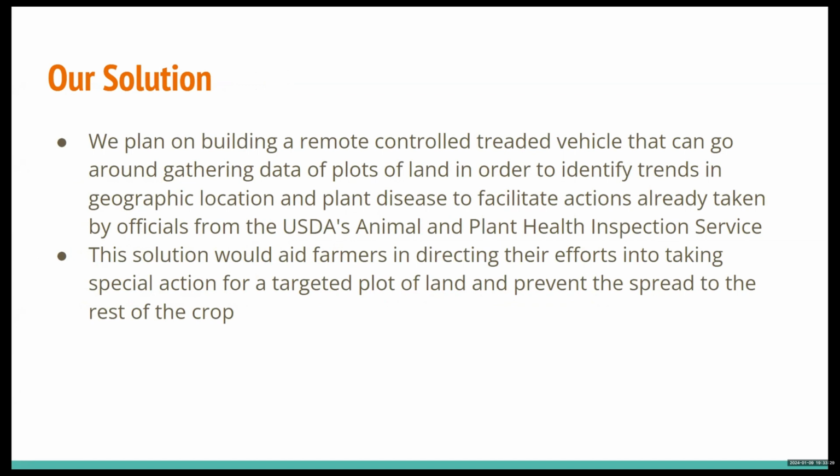The issue with them is that it takes a little too much time for farmers to identify the disease, and by then a lot of times it's too late, and as such they lose a lot of revenue and a lot of their crops end up going away as well. As said, this solution would aid farmers in directing their efforts into taking special action for a targeted plot of land and prevent the spread to the rest of the crop.